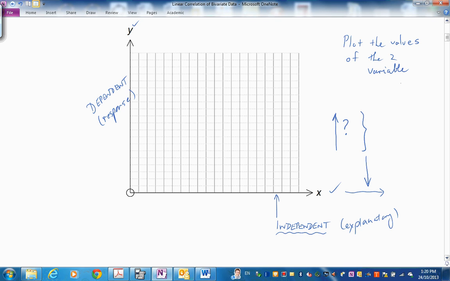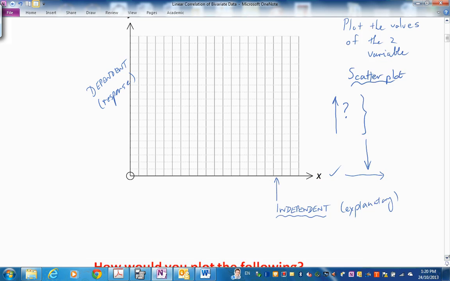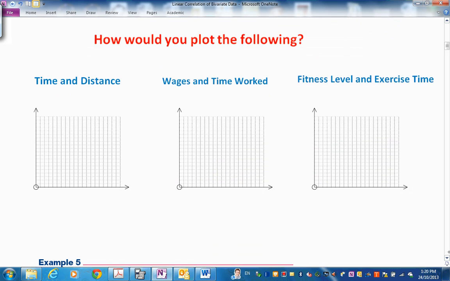And of course, the plot that we usually refer to here is a scatter plot. And we're going to go through right from the basics of how to draw that. So let's come down and have a look. I want to test you now. Here are pairs of variables, bivariate data, where we might have times and distance travelled, wages and time worked, fitness level and exercise time. Now, I want you to pause the presentation a minute and work out for each of these two variables in each case which one goes on which axis.